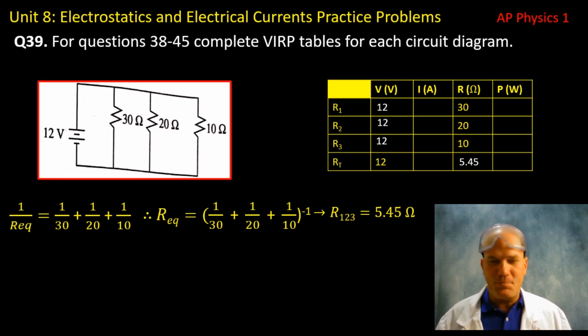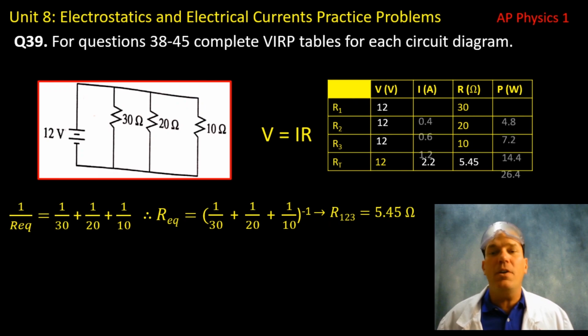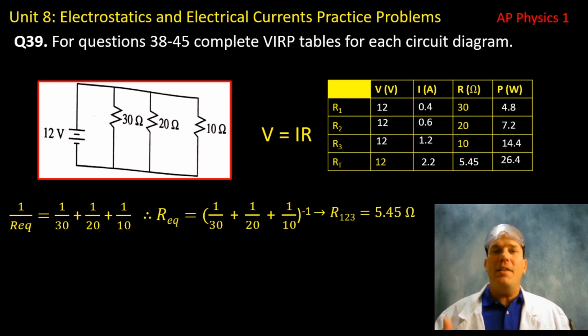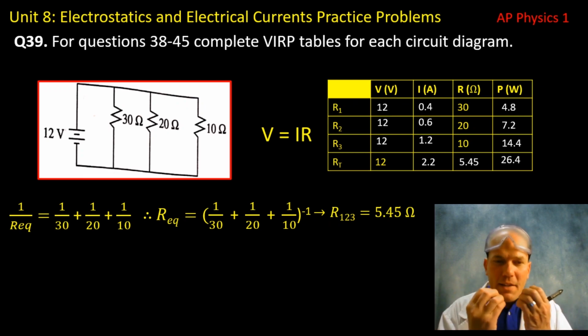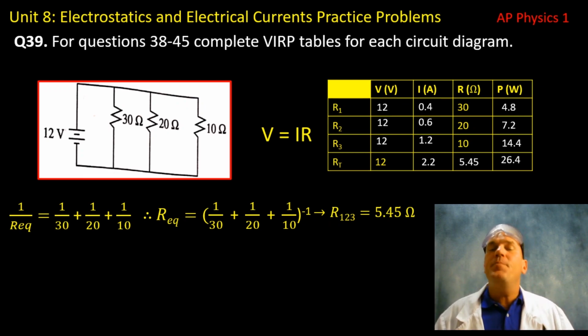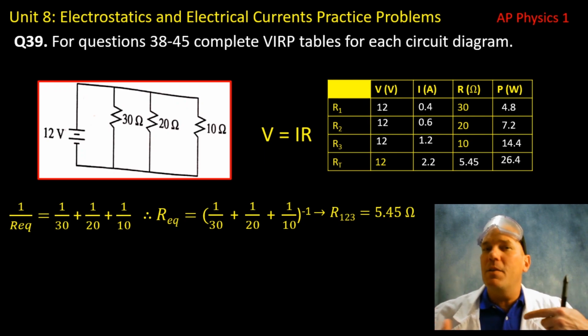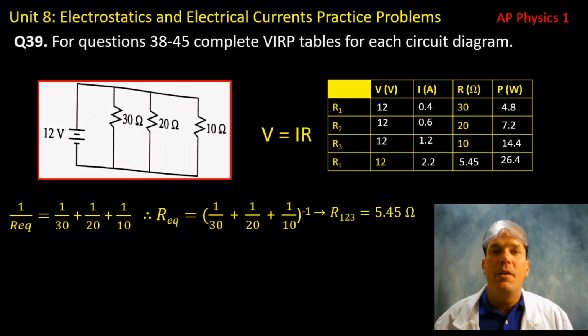Next step, using Ohm's Law to fill out the table, and we have enough information to calculate all of the currents and all of the powers based on the fact that we were able to identify it as parallel, identify those potential differences, find that equivalent total resistance, and then the rest was very straightforward.